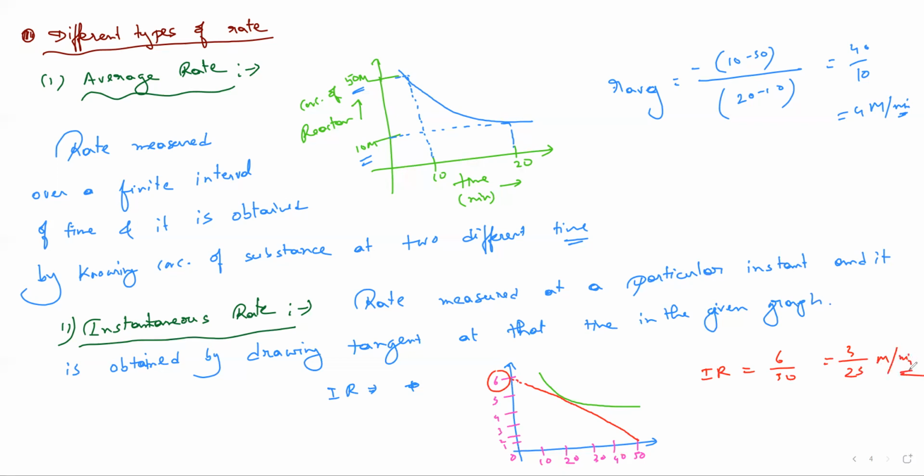Is it clear? Any doubt? This one is time, this one is concentration. If you have to find the rate at 20 seconds, how can you find it? It means this particular point. Now draw a tangent at this particular point. We get this one. So this is the instantaneous rate.